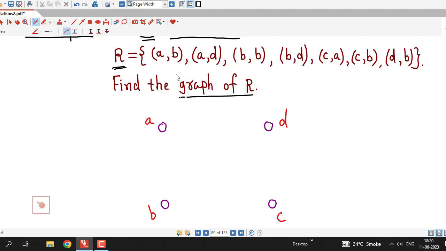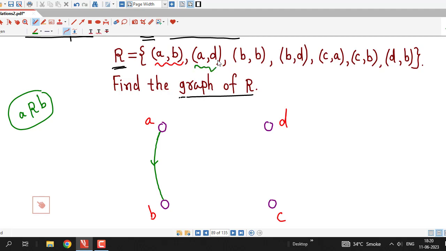Now we will concentrate on each of the ordered pairs in the given relation. First ordered pair is the ordered pair AB. That means A is related to B, and we know that whenever A is related to B, we will consider an arc starting from A and ending at B. So this is an arc from A to B. If A is related to B, then we draw an arc from A to B pointing towards B.